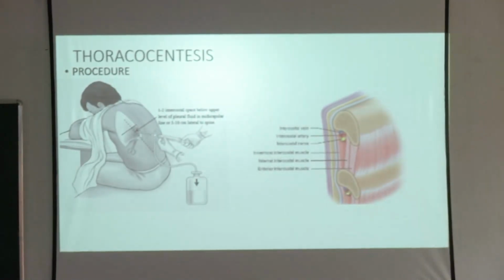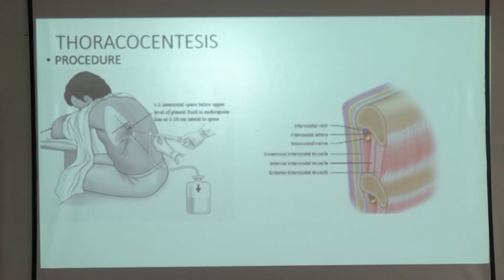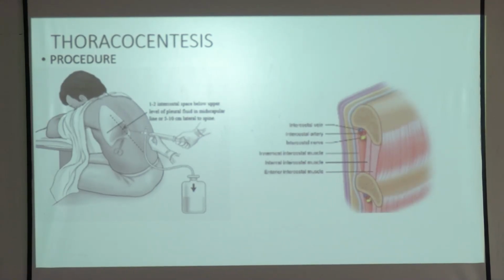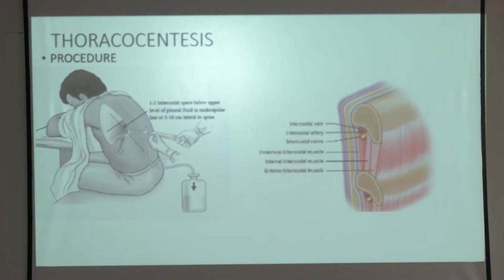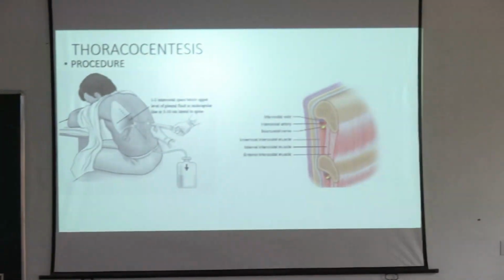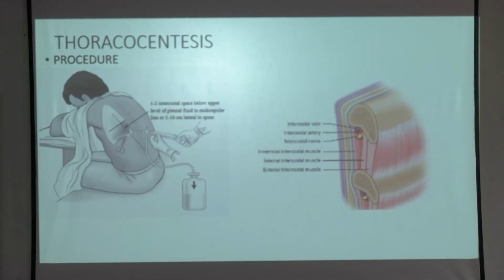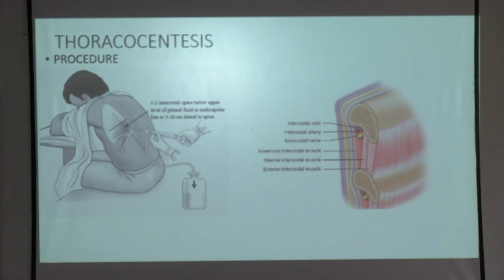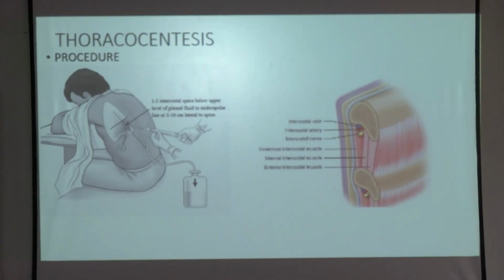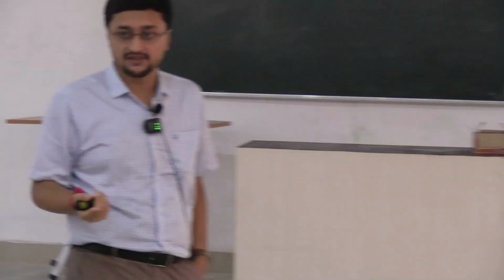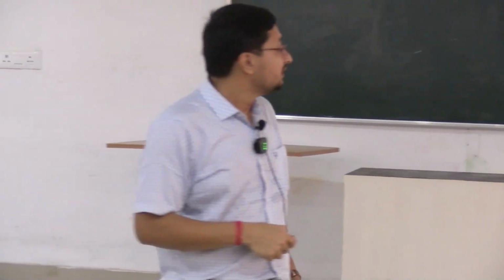Then, কোথায় পাংচার করবি? Basically first you have to localize the area by percussing the highest point of dullness, just 1 to 2 intercostal spaces below the highest point of dullness. যেখানে highest point of dullness পাচ্ছিস আপার লেভেলটা থেকে একটা স্পেস বা দুটো স্পেস নিচে করতে হয়, ঠিক আছে? আর ওই স্পেসেও করা যায়, কোনো প্রবলেম নেই, ঠিক আছে?